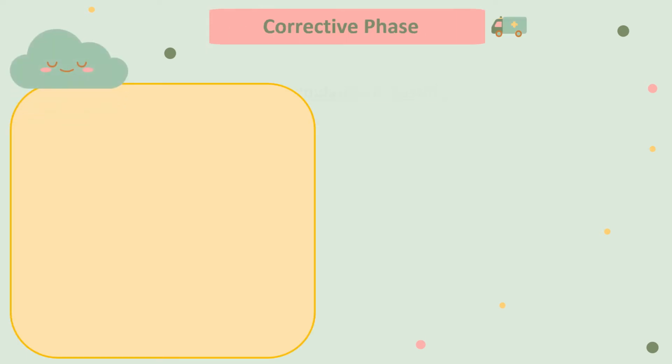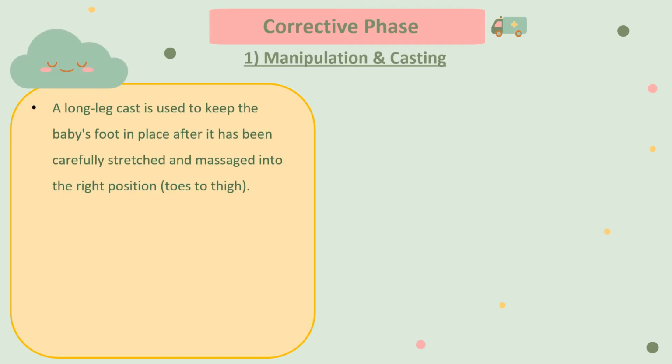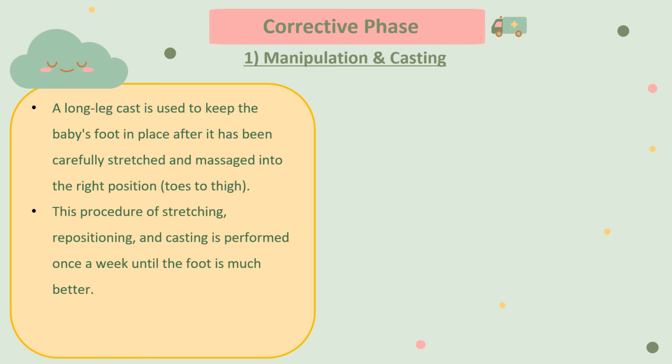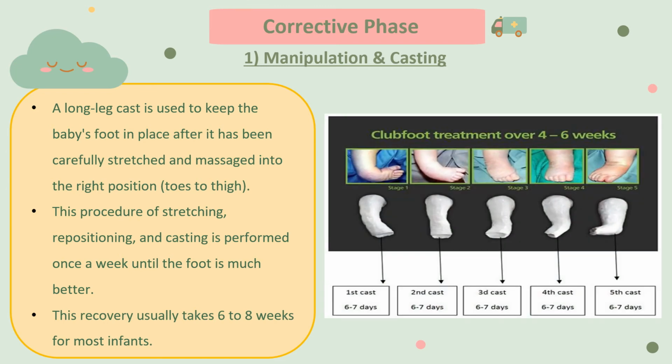First, the corrective phase is manipulation and casting. The baby's foot is gently stretched and manipulated into a corrected position and held in place with a long leg cast from toes to thigh. Each week, this process of stretching, repositioning, and casting is repeated until the foot is largely improved. For most infants, this improvement takes about 6 to 8 weeks.